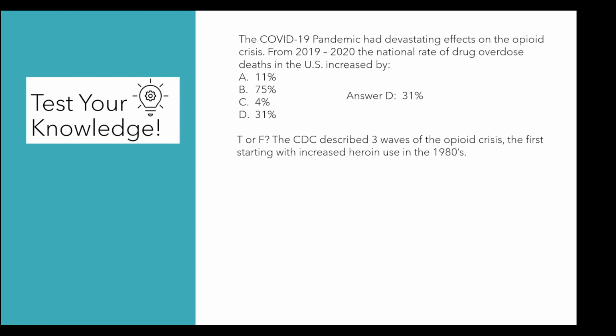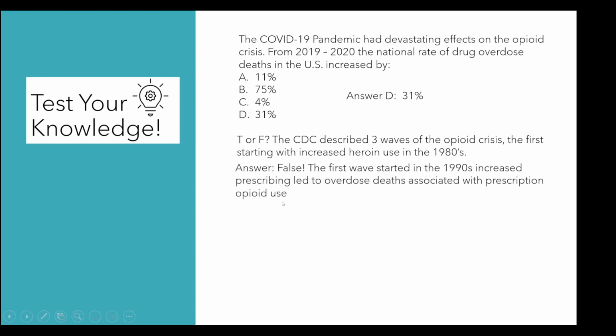True or false, the CDC described 3 waves of the opioid crisis, the first starting with increased heroin use in the 1980s. This is false. The first wave started in the 1990s, and that was marked by increased overdose deaths associated with prescription opioid use. And what is the leading cause of overdose deaths in the US today? It's due to what synthetic drug?